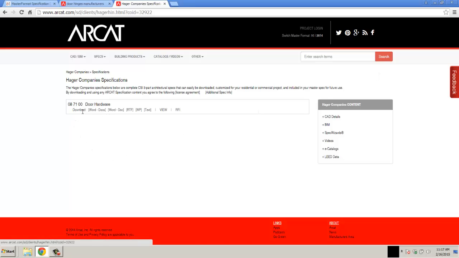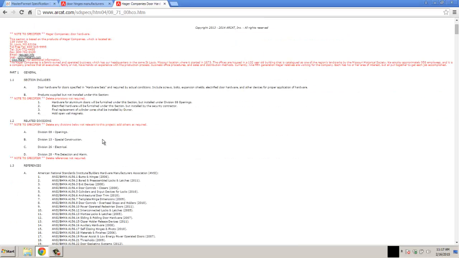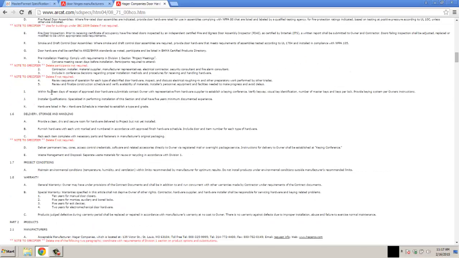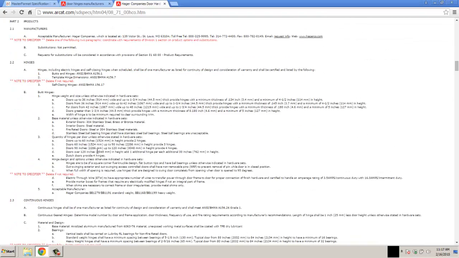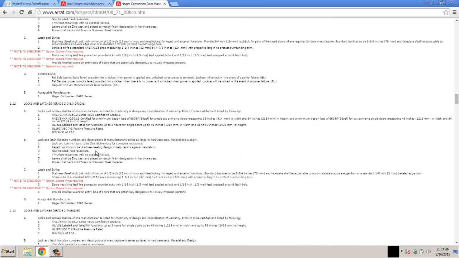At this point, I can download it as a Word document. I can look at it as an RTF or WordPerfect or just plain text, but in this case, let's just view it. Now the things you see in red here are notes to specifier. They don't necessarily need to print out, but it's broken down into 3 sections. Part 1 is general. Part 2 is products. Part 3 is execution, I believe. We can get down to it.